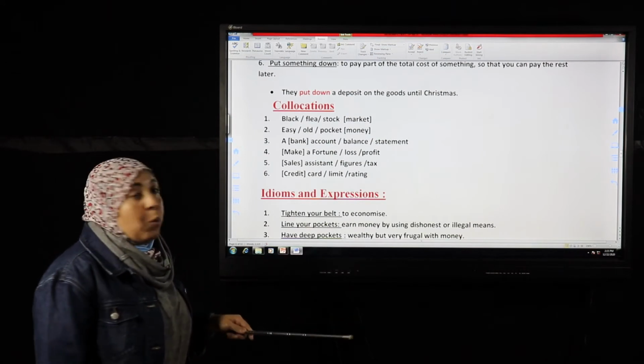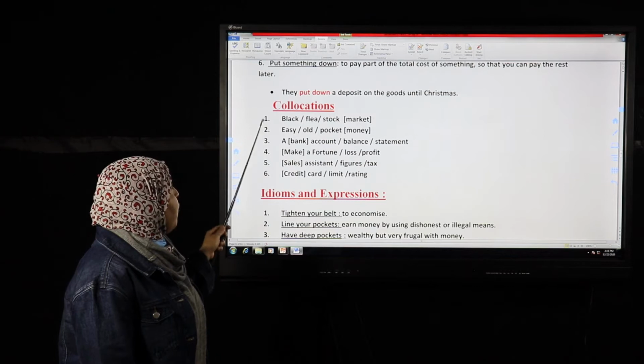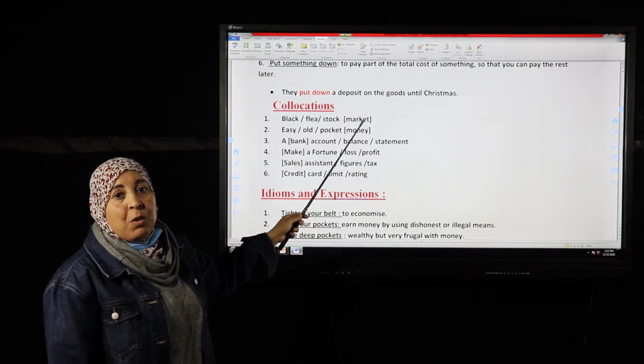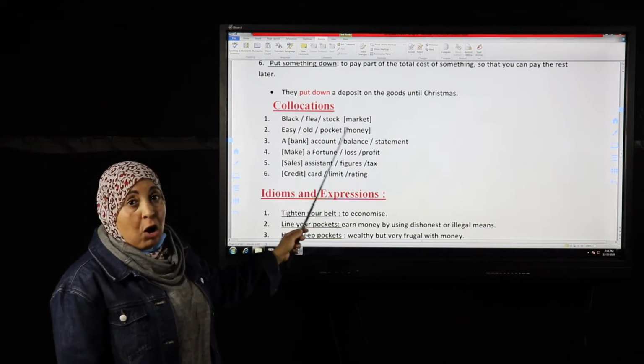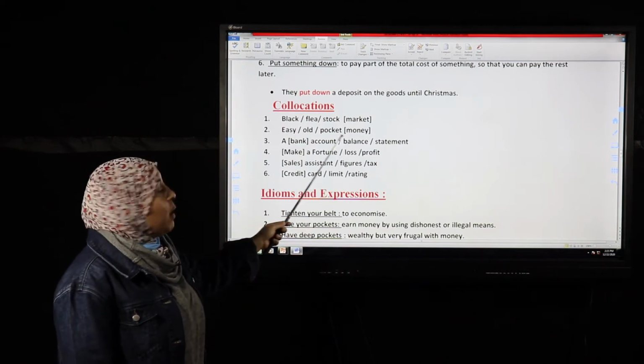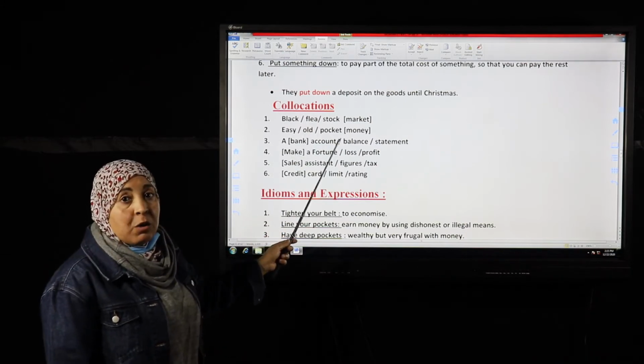The third part, we are talking about collocations. Here I have 6 collocations. For example, I have the word market. This market can be used, I can say black market, flea market, stock market. Number 2, money. The word money can be used with easy money, old money, pocket money.